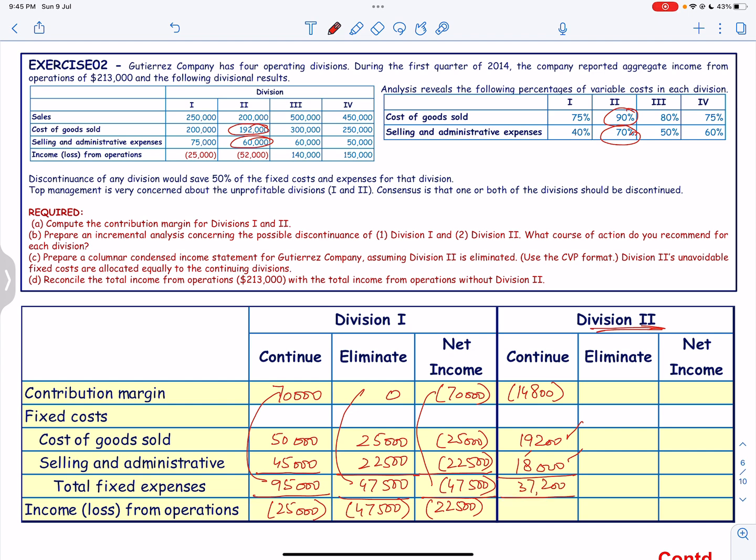That makes 37,200. And negative contribution margin, negative 14,200 minus 37,200, this will be negative 52,000. If we eliminate, obviously there will be no contribution margin. The cost of goods sold will be there because 50% are going to be saved: 9,600 of 19,200, and 50% of 18,000, that is 9,000. So this will be equal to 18,600, and contribution margin minus fixed cost will give us 18,600, and this is negative.